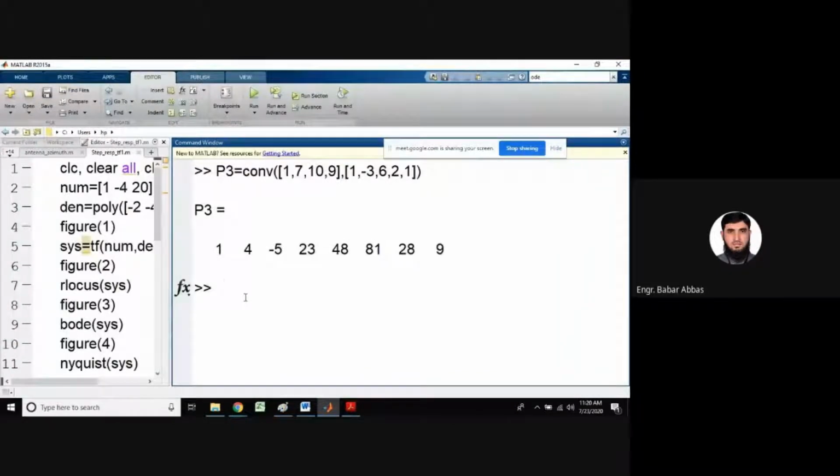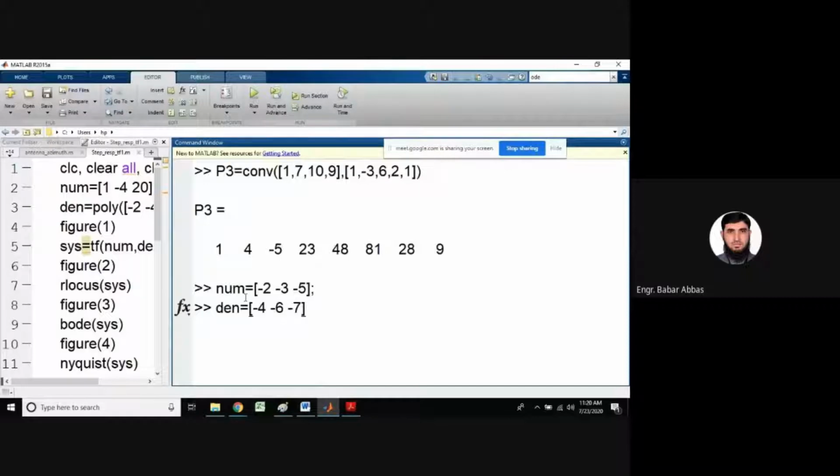For example, we have a transfer function. In a transfer function, the numerator is written as the variable num. num is equal to square brackets. These are the coefficients of the numerator: 2, 3, and 5. Semicolon, then den stands for the denominator, which is equal to square brackets 4, 6, and 7. These are the coefficients of the denominator.